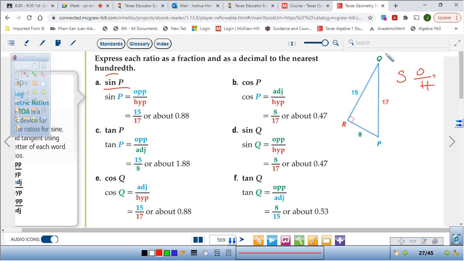Anybody? Alessandra? What's the side opposite of P, guys? Come on, somebody. Look at the chat. The answers are all right here, but let's look at the way they come up with these answers. The opposite side is 15. We're looking for a fraction right here. What's the hypotenuse? And that's how they get these numbers.